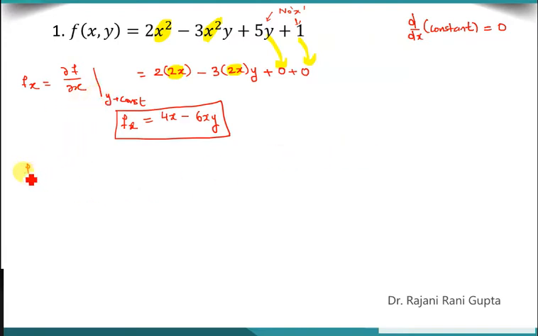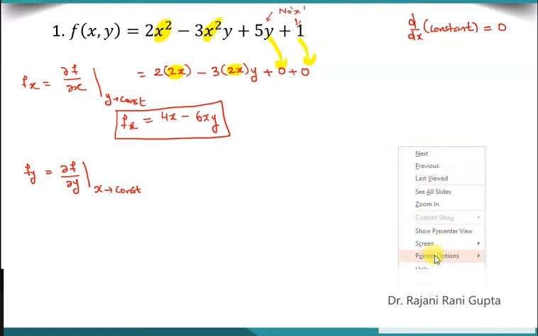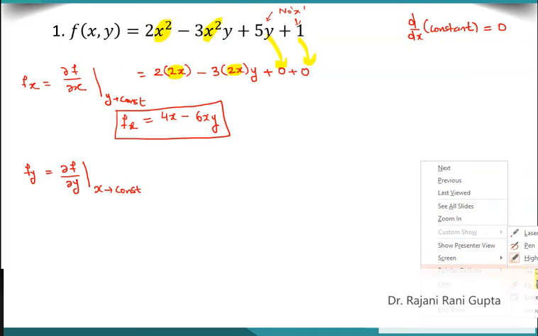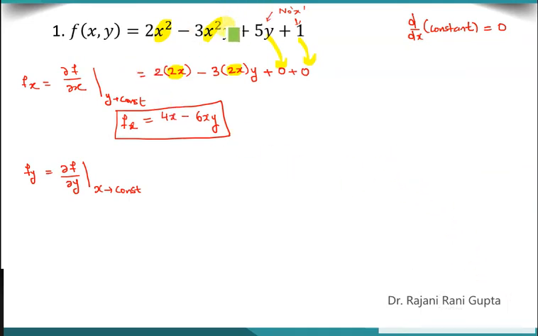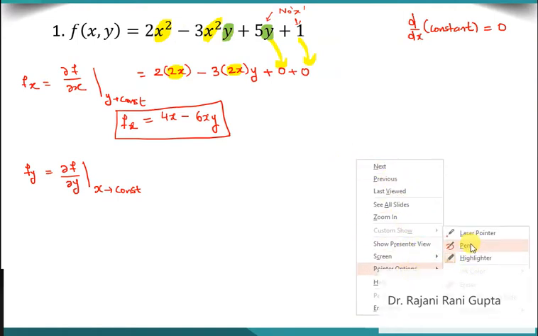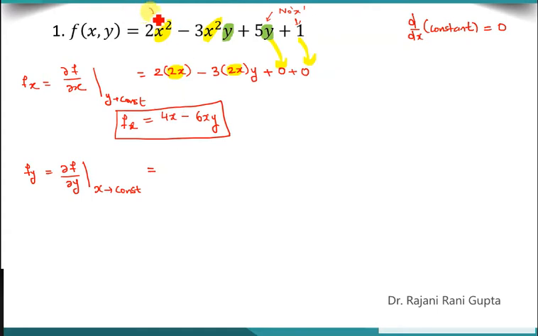Similarly, if I want to find fy, it means the partial derivative of f with respect to y. Now we are differentiating with y, so we consider x as a constant. When we are differentiating, we are looking for the function of y that we have to differentiate. Here you can see this is your y term and this is your y term. In other places you don't have y. So what will it become? In the first term there is no y, so the derivative with respect to y is 0, because x is a constant. So it becomes 0. Minus 3 is a constant, x square is a constant, derivative of y is 1.